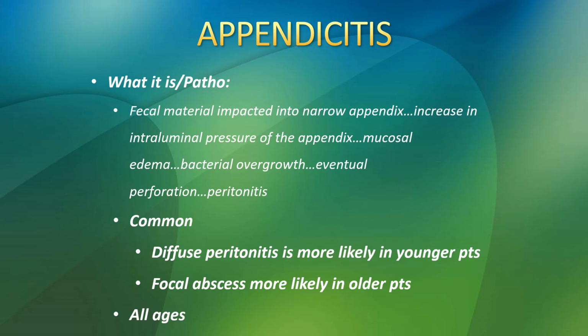We obviously want to stop appendicitis before we get to the point of perforation. It's not always possible, but we try. So most commonly, younger patients present and develop diffuse peritonitis more than the older children. In the older patients, like a teenager that undergoes an appendectomy, they are more likely to develop focal abscesses afterwards.